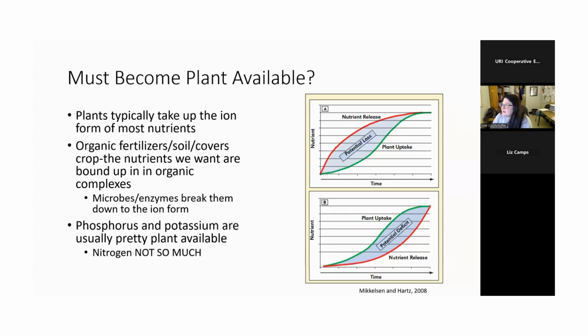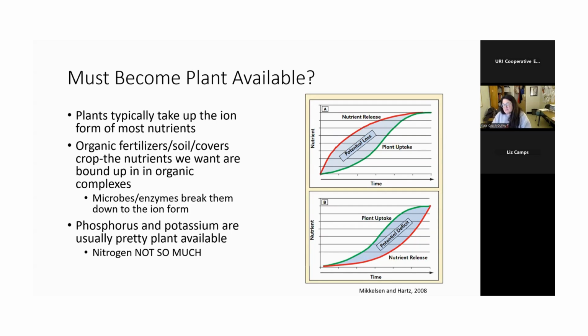All right, so must become plant available. What am I talking about there? We're talking about mineralization. So plants typically take up the ion form of most nutrients. Most organic fertilizers, soils, and cover crops have nutrients bound in organic complexes, proteins and other large organic complexes that must be broken down by microorganisms in the soil.